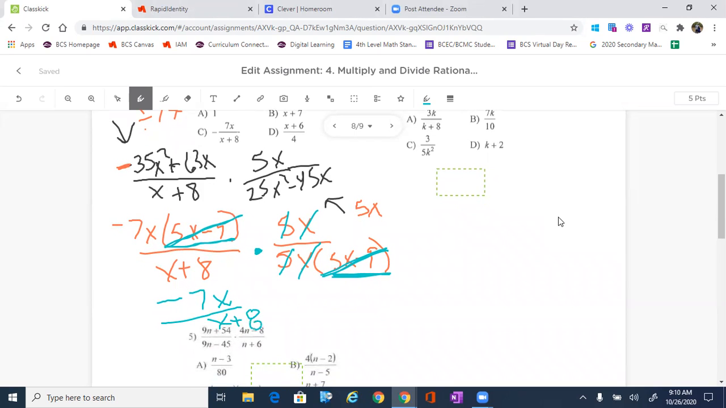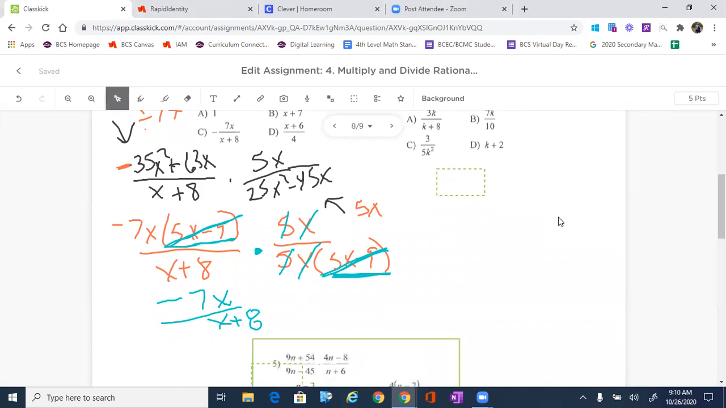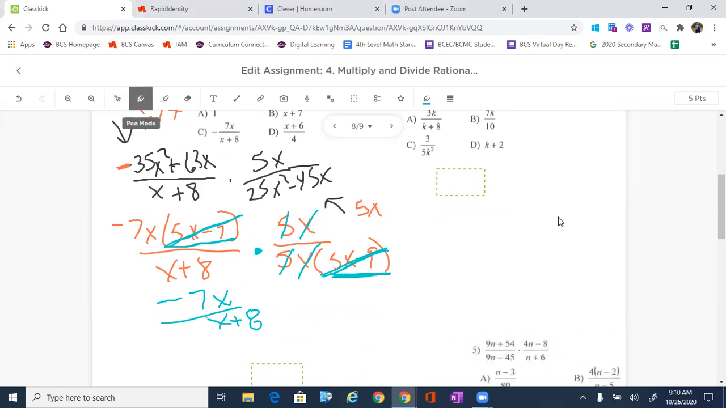And now one thing we do need to pay attention to is we cannot divide these x's that are in here, because what that means is this x plus 8 is an entire value. In the numerator, x is its own value, negative 7 is its own value that is being multiplied, and x plus 8 is a whole entire value. So we cannot cancel those x's out. So it looks like our answer should be C in this case.